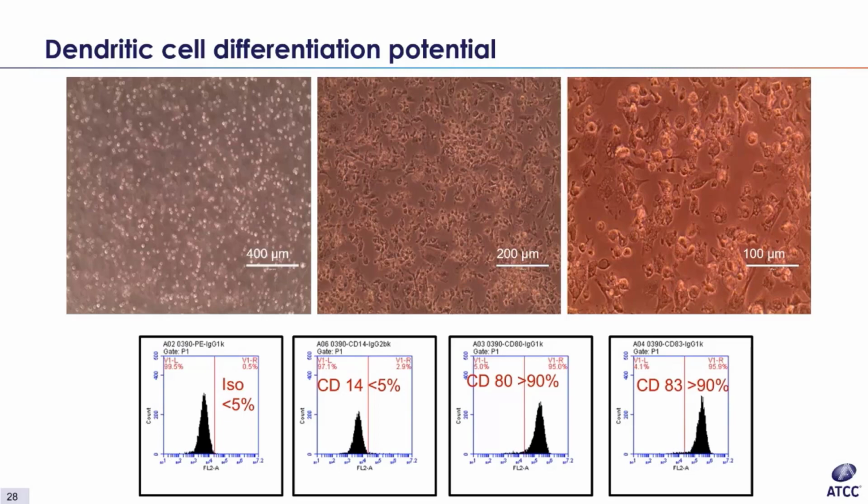In the middle and right images are the morphology of dendritic cells on day 7 of treatment. They're showing the characteristics of immature dendritic cells, including a rough surface with multiple pseudopodia, and they've also become loosely adherent. And looking at the results of the flow, like before, we see a decrease in CD14 positive cells along with a concomitant increase in dendritic cell markers CD80 and CD83, indicating that we have indeed dendritic cells.